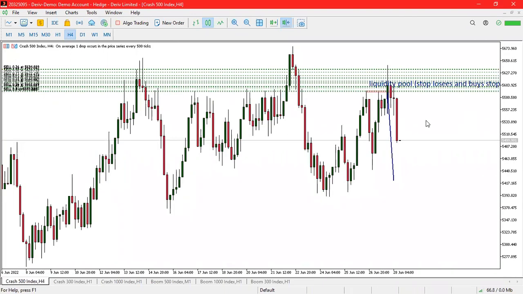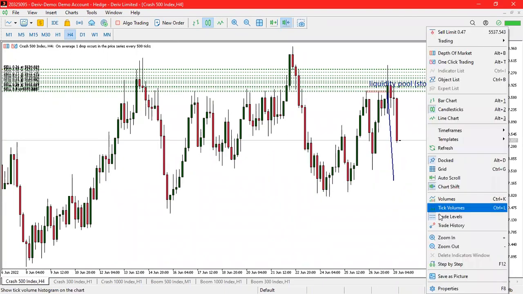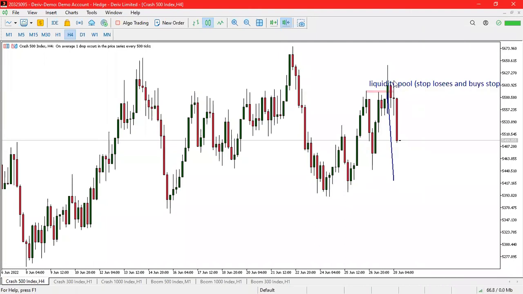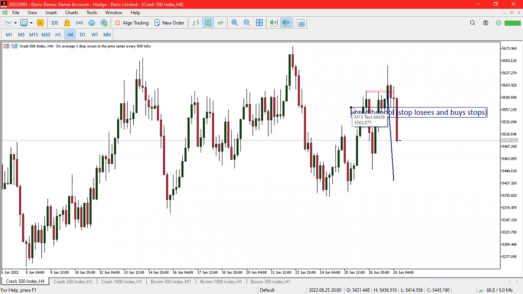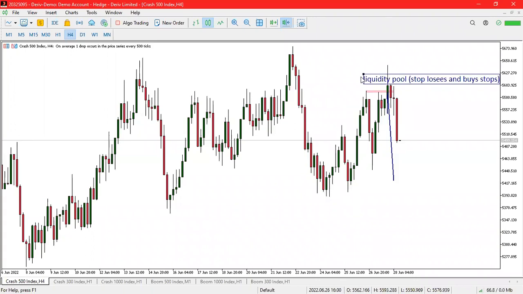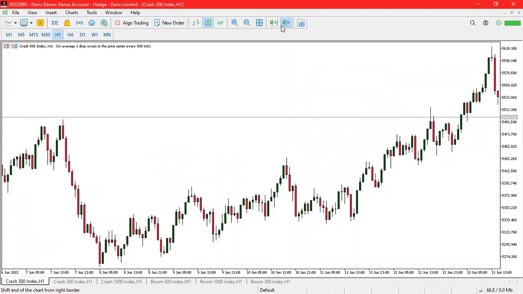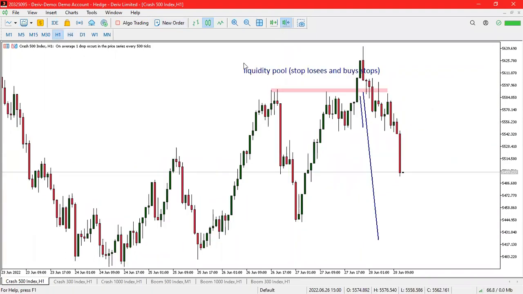This is H4. Let me turn off the trade level. See what happens at H4. This is H4. You know what? This is a liquidity injection above there. It was just injecting everything that was above that level. There was a lot of money that side. So going to H1, let me show you.